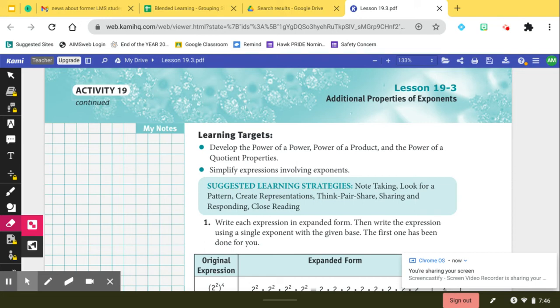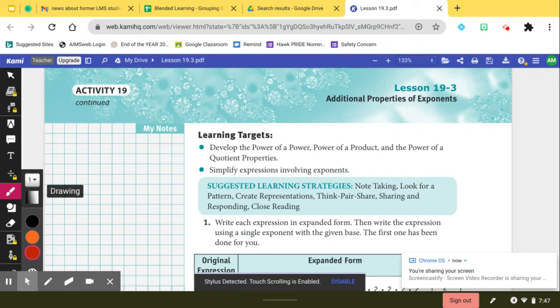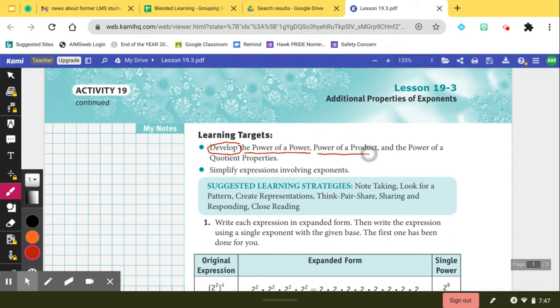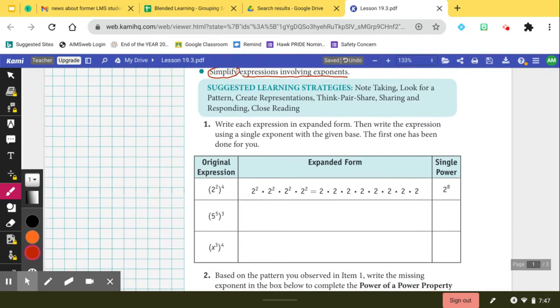All right, so we are going to be doing lesson 19.3, where we are going to be looking at 3 more properties of exponents. So our learning targets are, and let me get my pen, we are going to be able to develop the power of a power, power of a product, and the power of a quotient properties. Then we're going to be able to use those properties to simplify expressions involving exponents. So we're going to explore each of these properties just like we did in lessons 19.1 and 19.2.